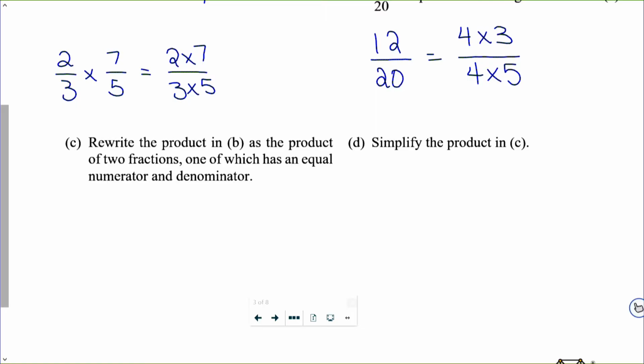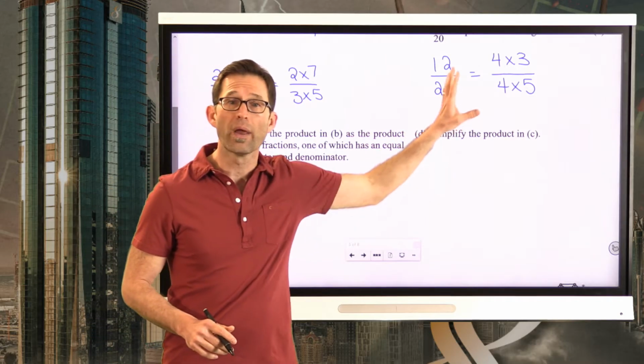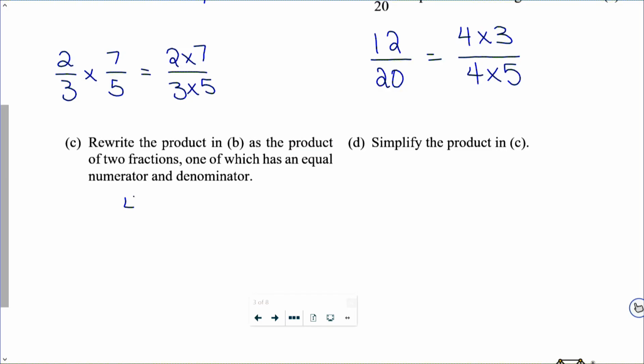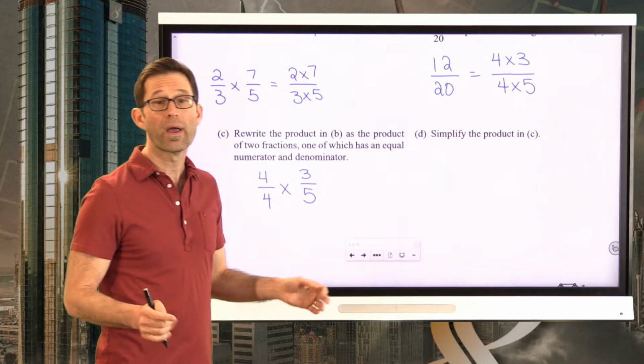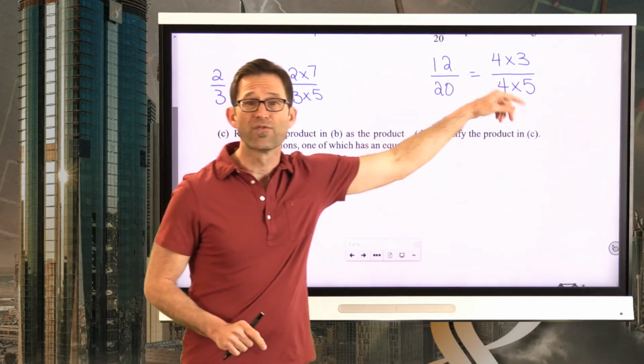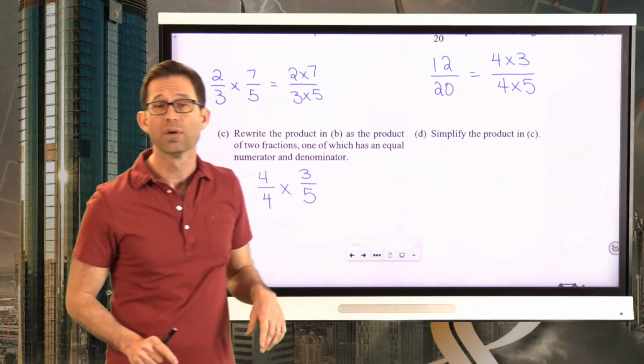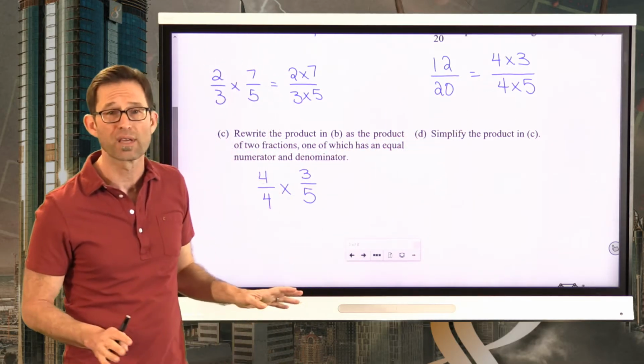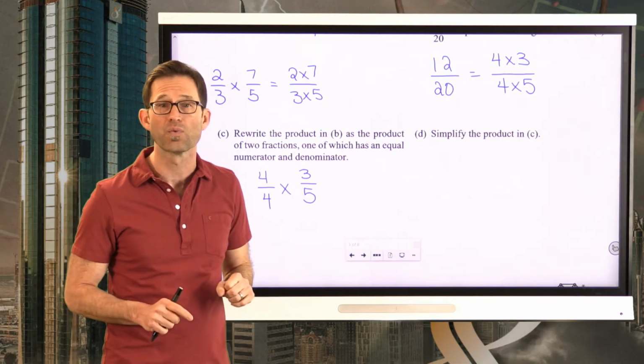All right, so I could rewrite 12/20 in many different ways. But one way I could rewrite it is 4/4 times 3/5. Right? That is one way. I could also rewrite it as 4/5 times 3/4. I could rewrite it as 4/20 times 3. There are a lot of different ways, but I can definitely rewrite it this way.